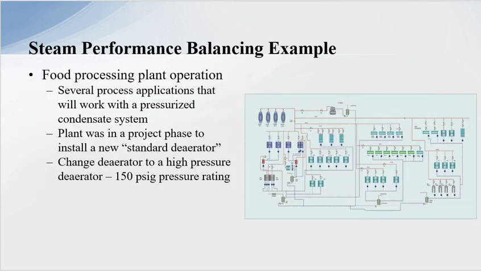The next example was a food processing plant operation. Again, they were going to put in a standard deaerator. We were on job site. We changed that deaerator to a high pressure deaerator, and we were able to bring select processes directly back to the deaerator and reduce their steam consumption by over 6,000 pounds of steam per hour, which was a substantial energy reduction.